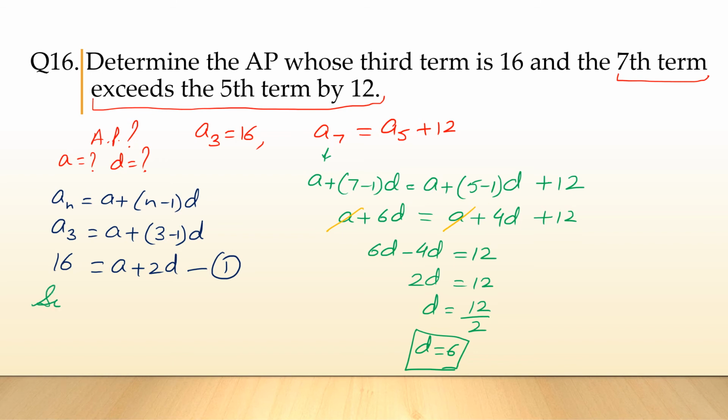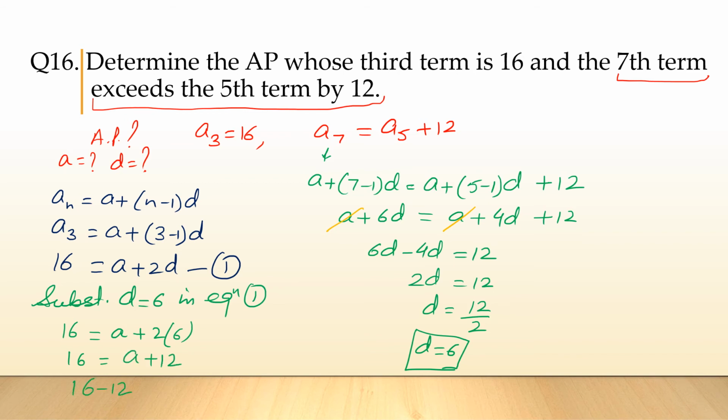Now we can write, substituting d equal to 6 in equation 1. So we get 16 is equal to a plus 2, the value of d is 6. So we have 16 equal to a plus 12. We took 12 to the left hand side. So this implies a equal to 4. Now if we have a, if we have d, we can easily write the AP, right? Now let's write the AP. Therefore the AP is: first term, that is 4.